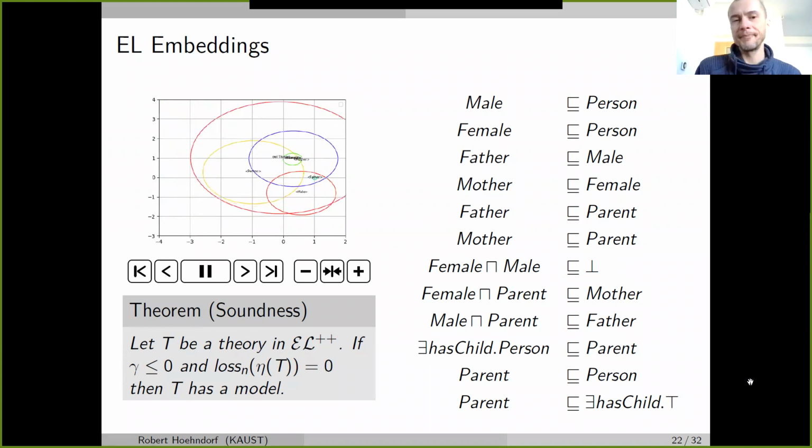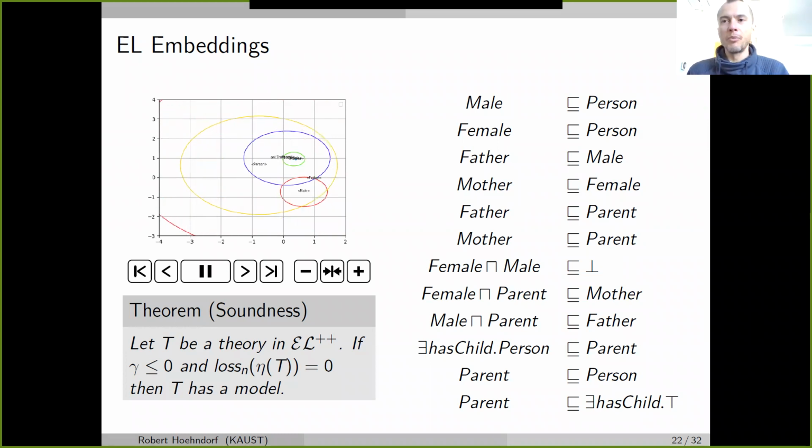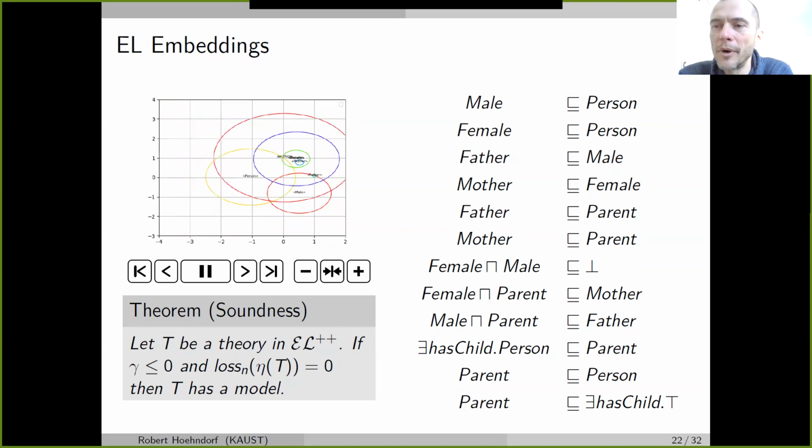And there's one crucial feature, and this is that we can prove a kind of soundness for this embedding. So we can prove that if our loss reduces to 0, and given some constraints on the margin parameter gamma, if we achieve a loss of 0, then we can prove that our theory has a model.